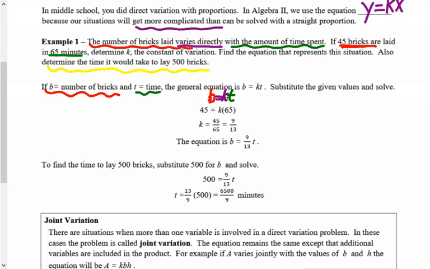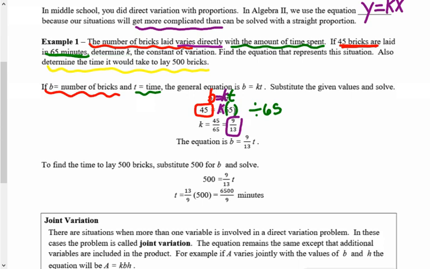All right, so let's look at what we know. They told us that 45 bricks were laid, so that means I can plug in 45 for B in my equation. I'm trying to determine k, so I can't fill anything in for k because I don't know what that is. They told us it takes 65 minutes, so I'm going to plug in 65 for T. Then I have 45 equals k times 65. I would divide both sides by 65 to move that over. And I'd have k is 45 over 65, which reduces to 9/13.